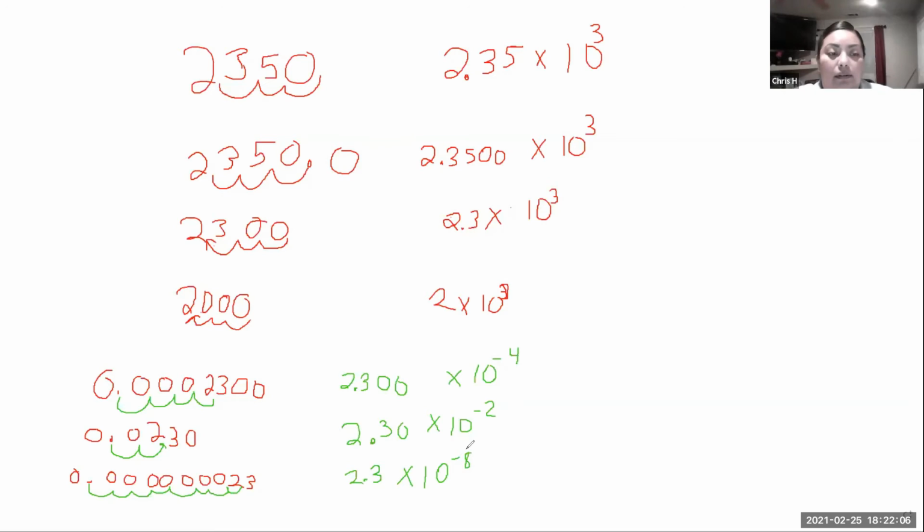So the -8 is how many times we moved it, right? That's right. So it becomes a positive number if we're moving it in this direction to the left, and if we're moving it to the right, it's a negative number. So it's 10 to the -8 here. And if we're going this direction, then it's 10 to the third in this case, right? Piece of cake? You ready to move on? Yeah. Good.